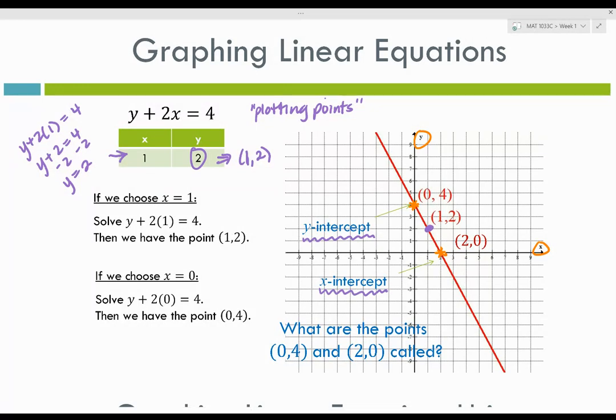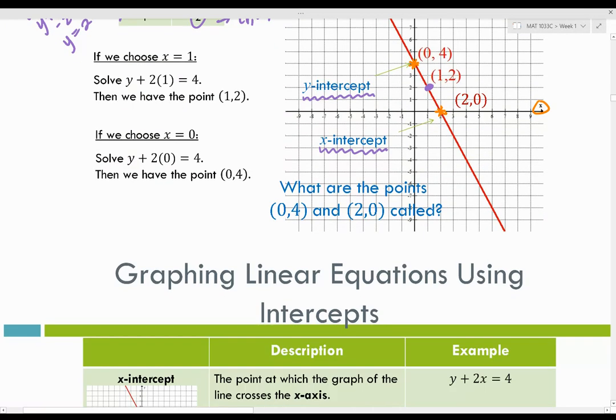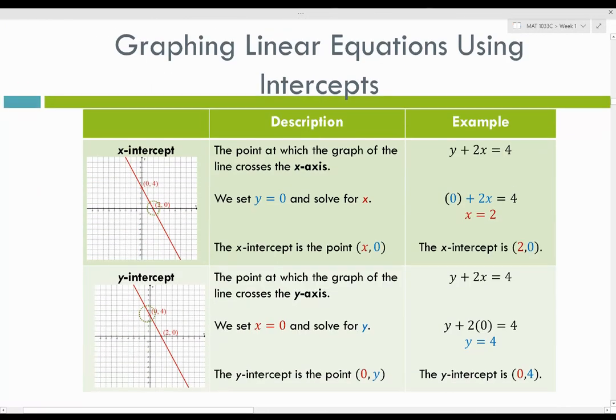Now they may not always have both of them, but more than likely they're going to have one. So your graph could have a y-intercept and an x-intercept, or it may just have a y-intercept, or it may just have an x-intercept, depending on how it's drawn. So let's look at more specific definitions for our intercepts.